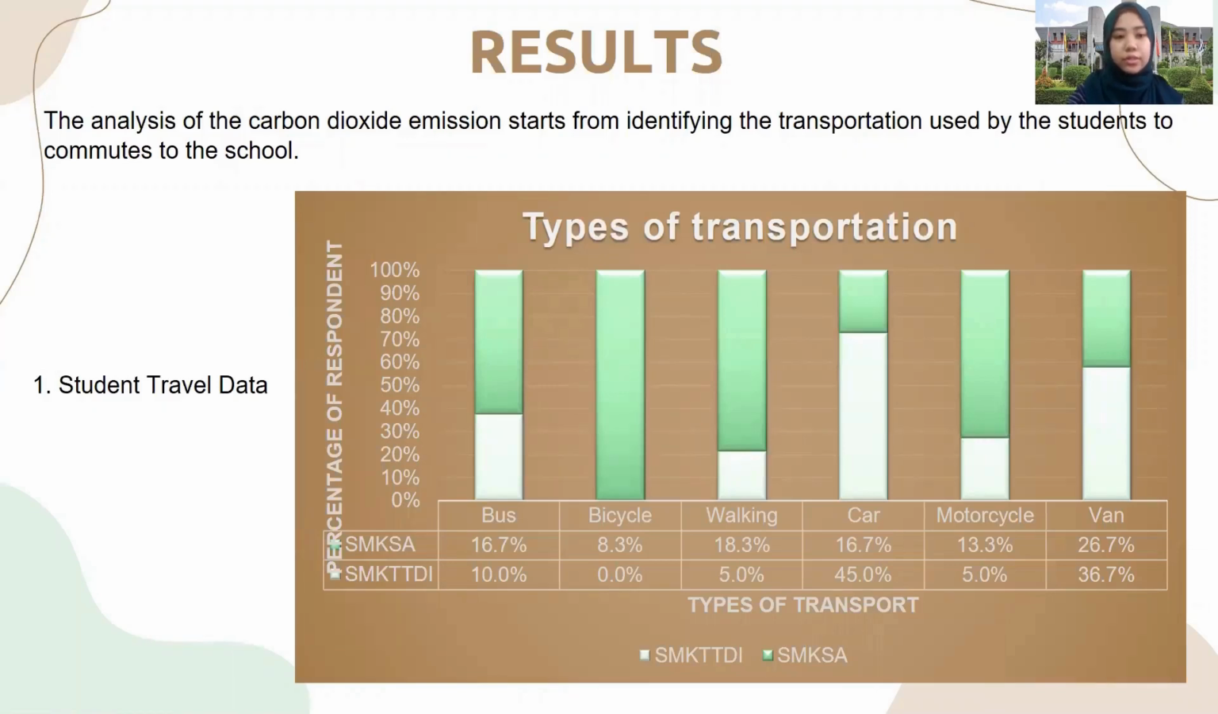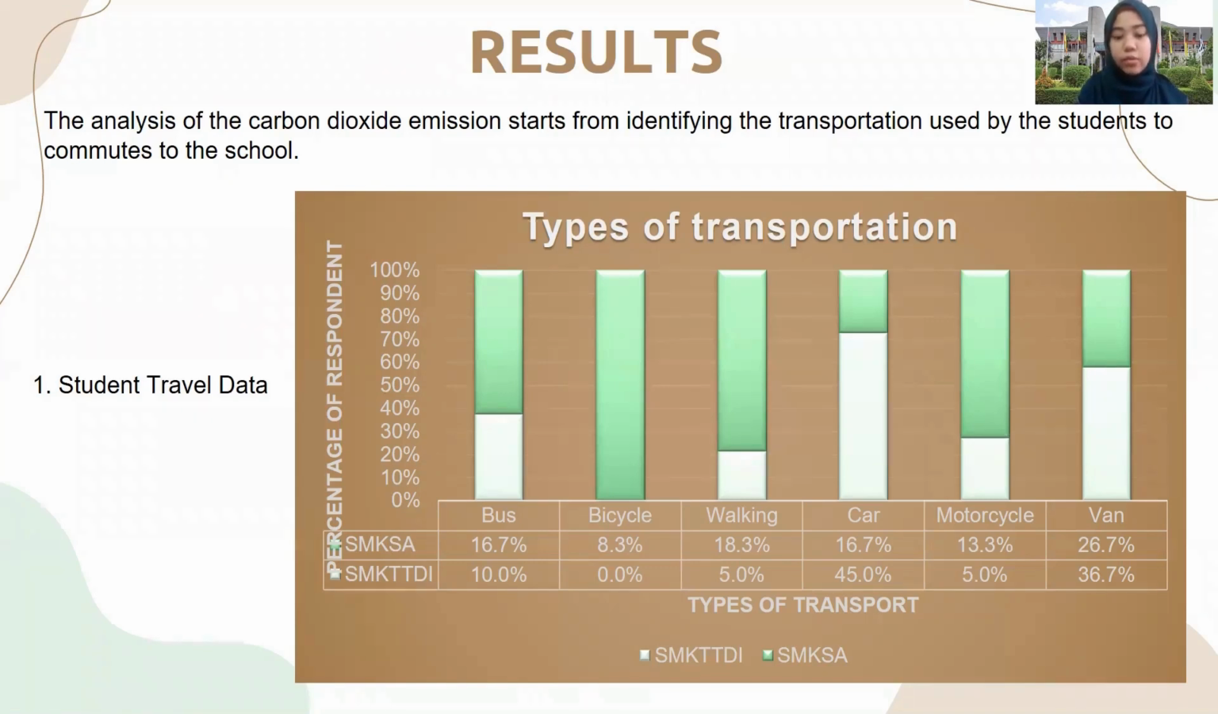And then for the results, firstly, we did the analysis to identify the transportation used by the students to the school. So we can see from the student travel data, students in SMK TTDI mostly used car to the school rather than use active transportation, which is bicycle and also walking.